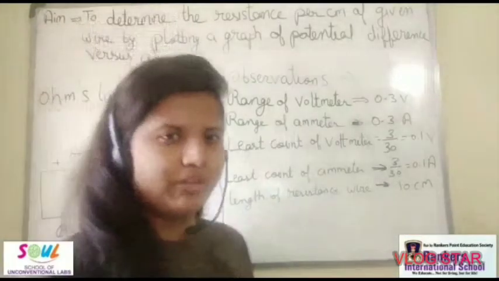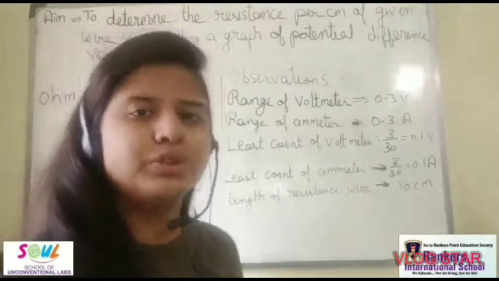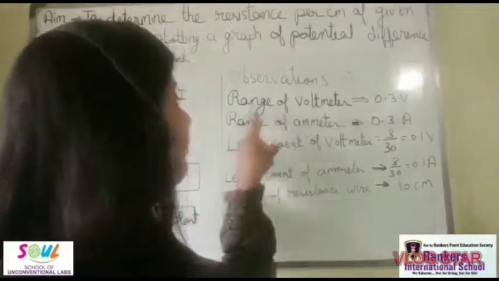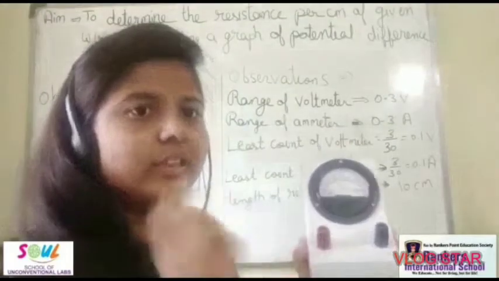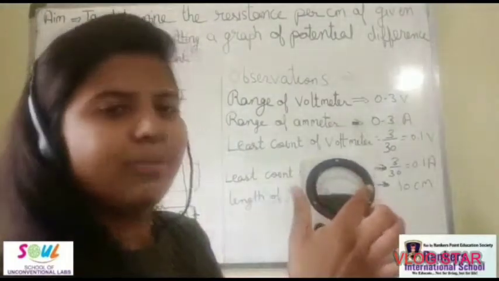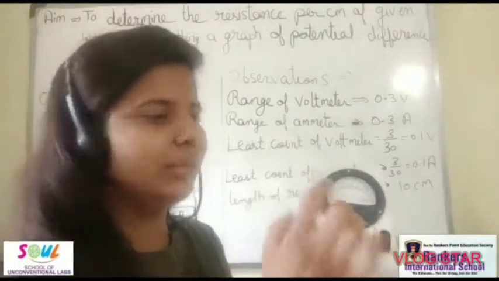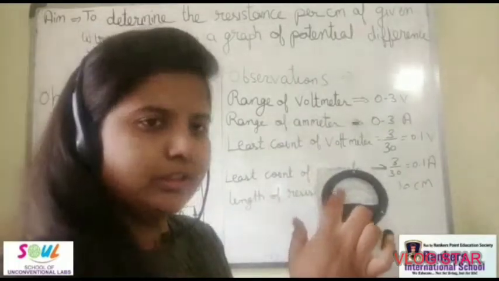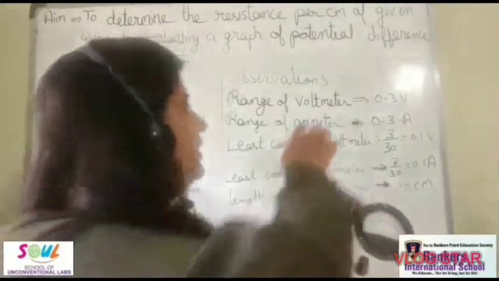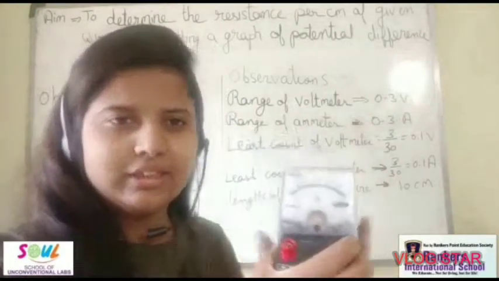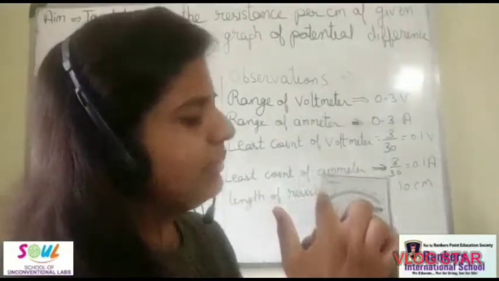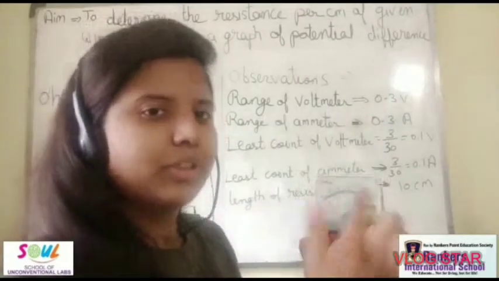So before performing our practical, we have to observe some values. First, we need to know the range of the voltmeter. Here this is our voltmeter. The range means the minimum to maximum value which a device measures. So the range of the voltmeter is 0 to 3 volt as written here. Similarly, this is our ammeter, and the range of the ammeter is 0 to 3 ampere.